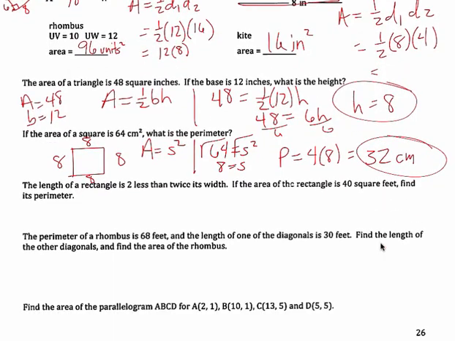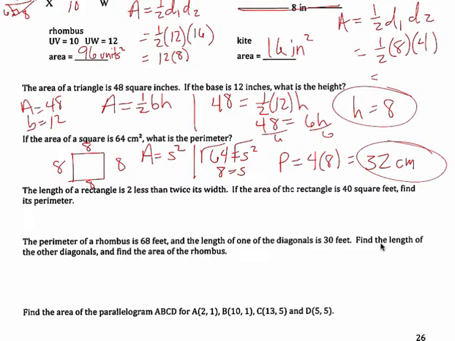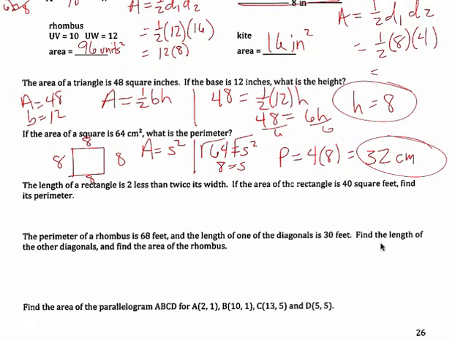The next question: the length of a rectangle is 2 less than twice its width. This is going to be a little bit more involved because now I have to use an expression to represent the rectangle. So first I'm going to sketch a rectangle. Here's my rectangle. And it says the length is 2 less than twice the width. So that means that the length equals 2w minus 2. And the width is just that, it's the width. I don't know what that is either.